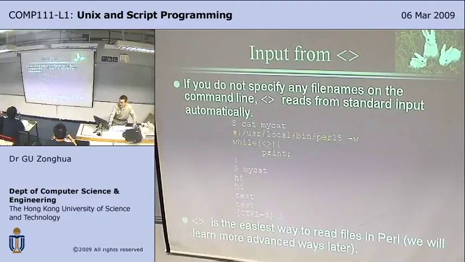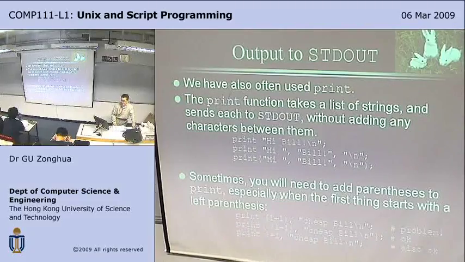If you do not specify any file names, then it reads from stdin automatically. This is similar to explicitly assigning stdin; it's a shortcut. So that's the easiest way to read files, you'll see more advanced ways later. Again, it's a redundant command, but it's used to simplify and shorten your program, making it more concise.